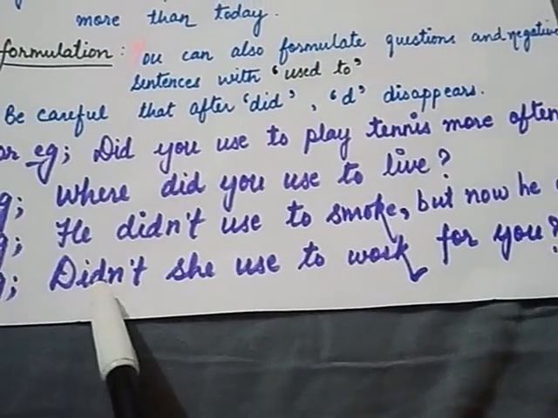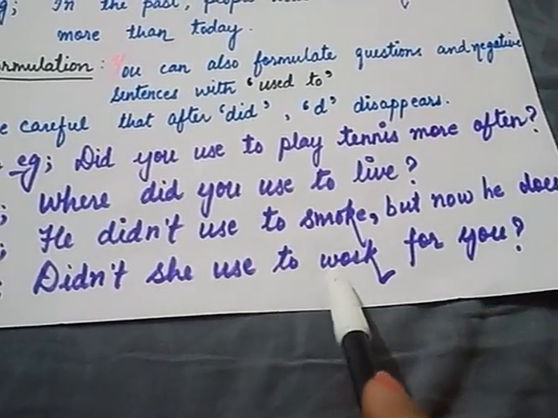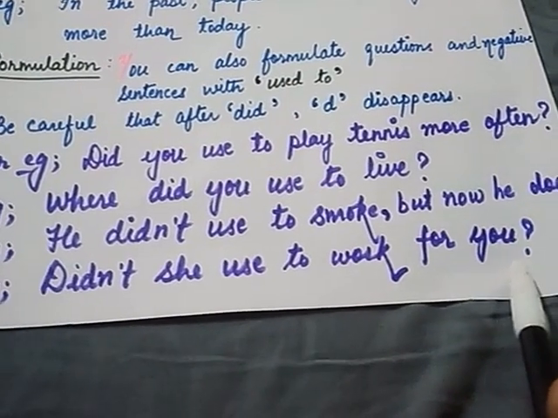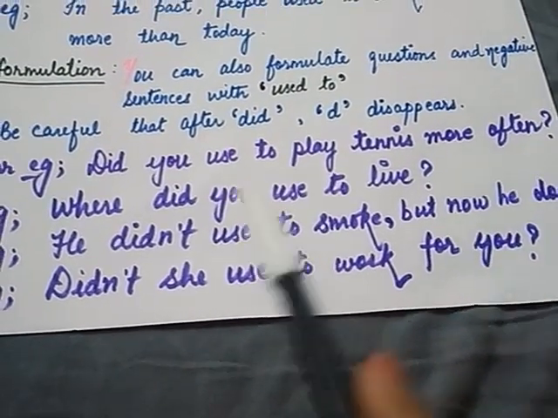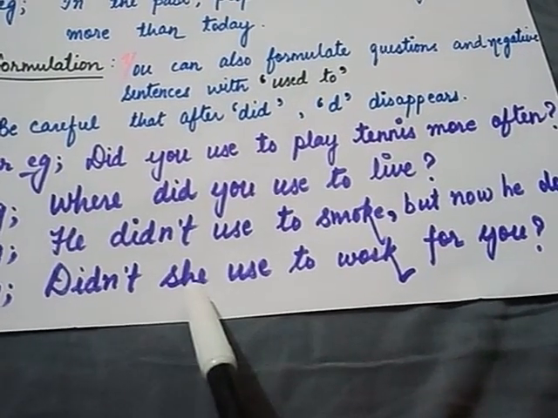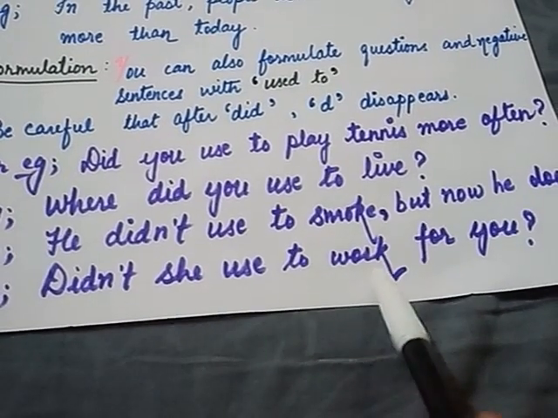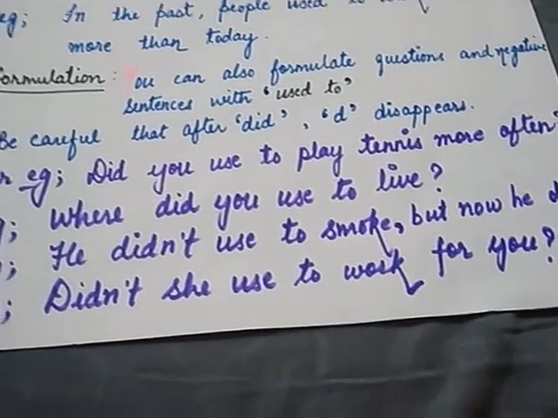Now see another sentence, interrogative plus negative. Didn't she used to work for you? Same sentence. We have used did not in the beginning, she the subject, and then used to, then the object and then the rest of the information.